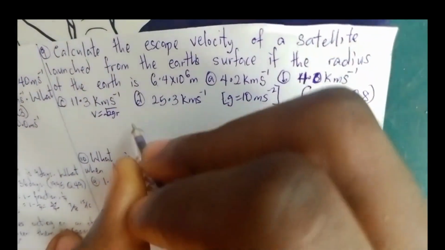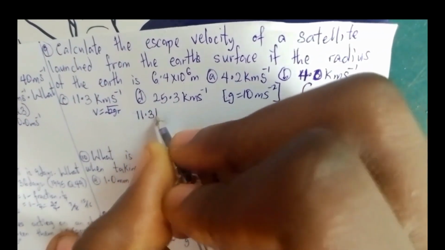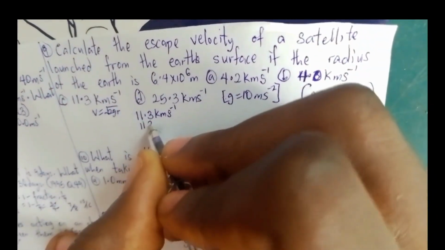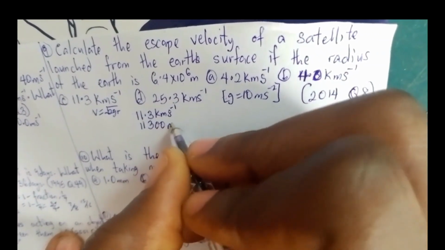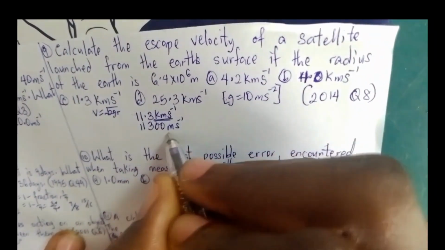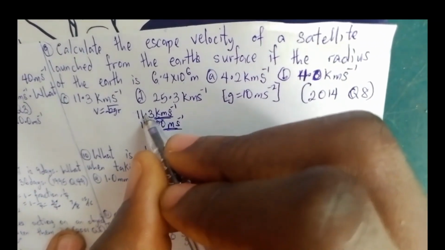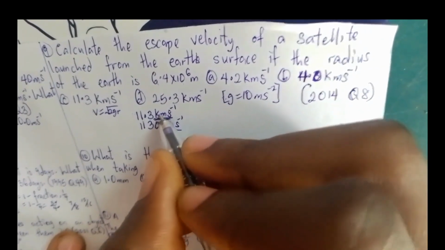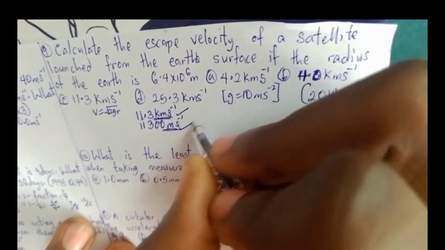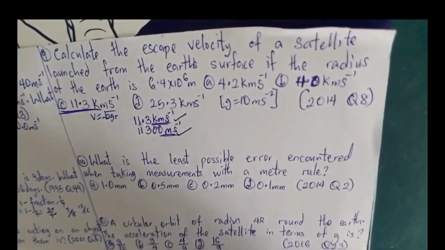Now, the constant value for escape velocity is 11.3 kilometer per second or 11,300 meter per second. So it depends on the unit. That's why unit is very important. If kilometer, that kilometer that is there is the reason why this one is 11.3. If we remove kilometer, that means we are going to multiply it by 1,000. So either this or this is correct. So from this, 11.3 is the correct answer. If you solve it, you will get the same thing.